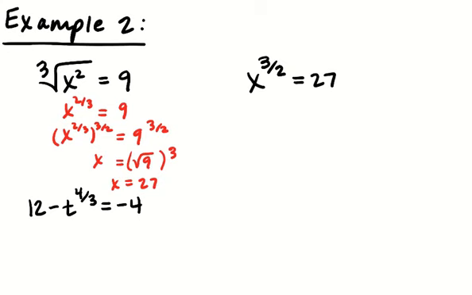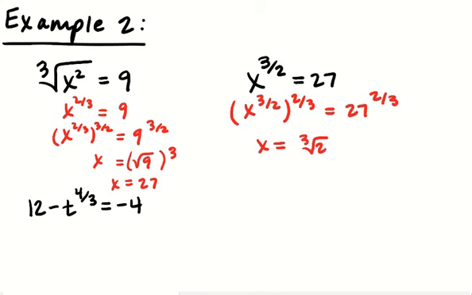Okay. Here we have x to the 3/2 equals 27. Well, to get rid of that 3/2, I'm going to need to take both sides to the 2/3 power. Three halves times 2/3 is just 1 power of x. And remember, always deal with the denominator first. So 27 to the 1/3 is the third root of 27. That's 3. Then I take that to the second power, and that gives me x equals 9.